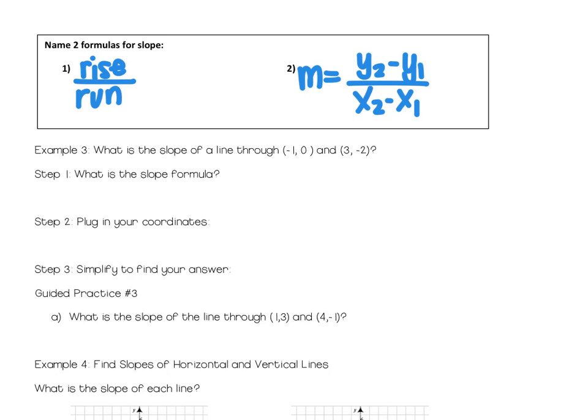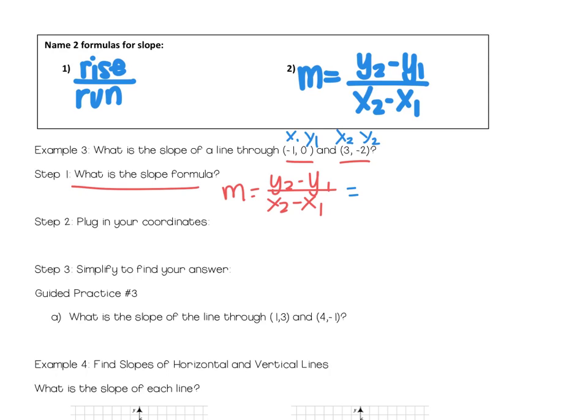There's your formula. So, example 3, what is the slope of the line through these 2 points? Now, it's possible you could just graph it and do rise over run, but you don't always have graph paper. So the other thing you might want to do is use the slope formula. So it's going to be m equals just exactly what I wrote up top, y2 minus y1 over x2 minus x1. And then you plug in your coordinates. The first x is going to be x1, the first y is going to be y1, the second x is going to be x2, the second y is going to be y2.